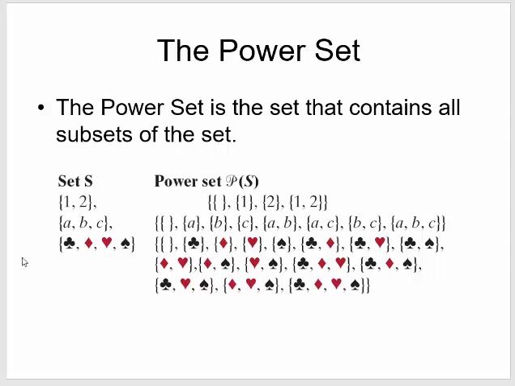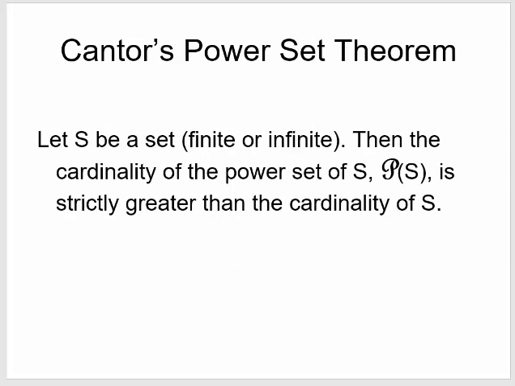Okay, so now think about this. We have a set, and then we have the power set, which is the set of all subsets. If you let S be a set, either finite or infinite, then the cardinality of the power set is always strictly greater than the cardinality of S. It's always greater. Even if the set has one element, then 2 to the first power, the power set has two elements in it, so it's already larger.